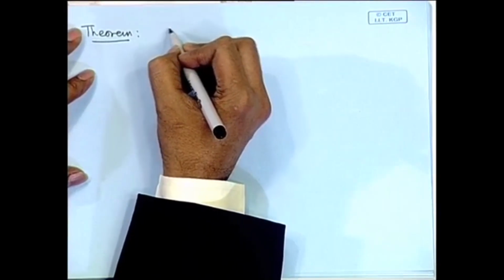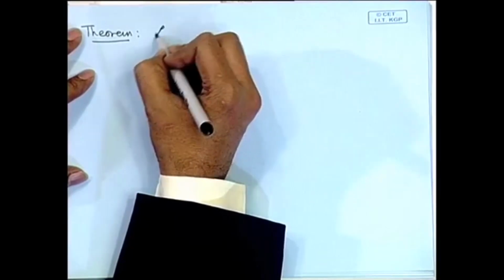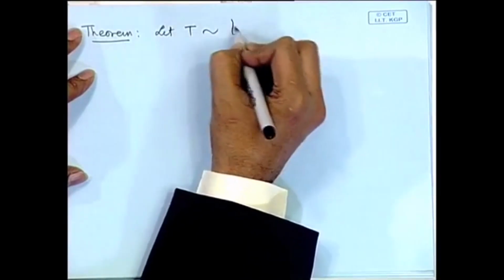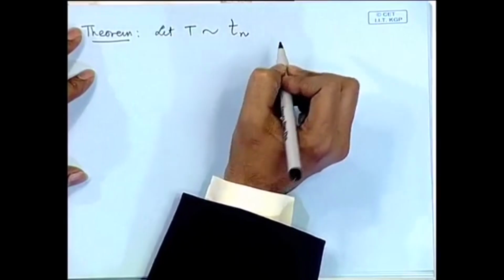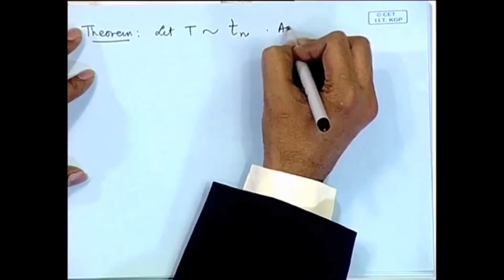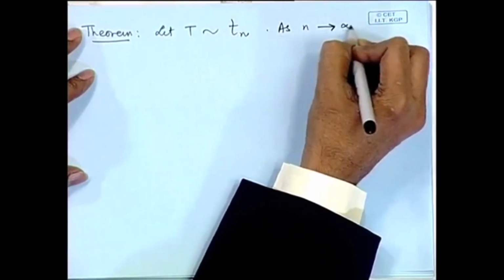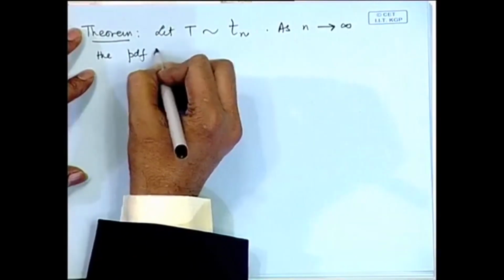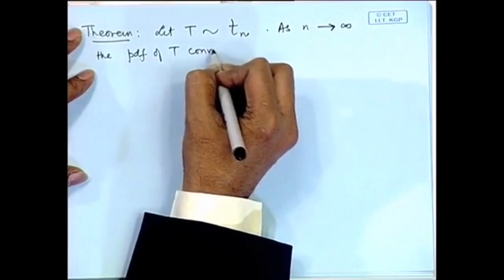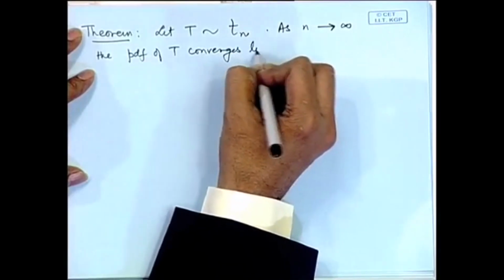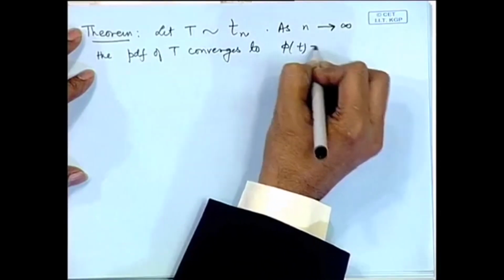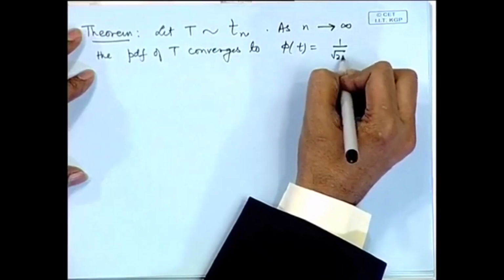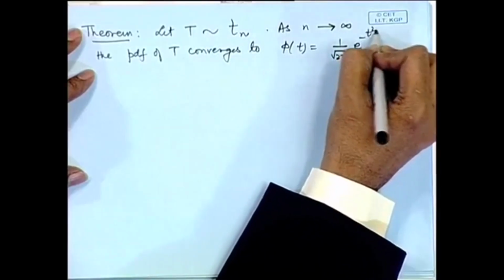So, we consider: let T be a t random variable on n degrees of freedom. Then as n becomes large, the PDF of T converges to phi(t). Phi(t) is the probability density function of a standard normal random variable.